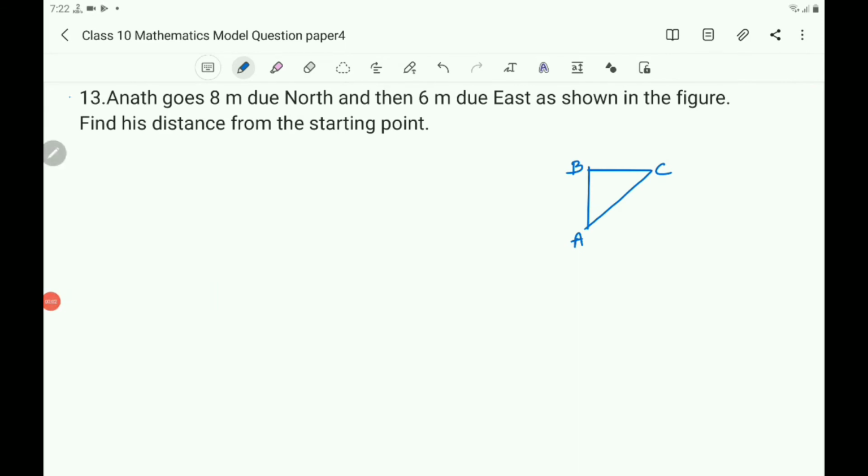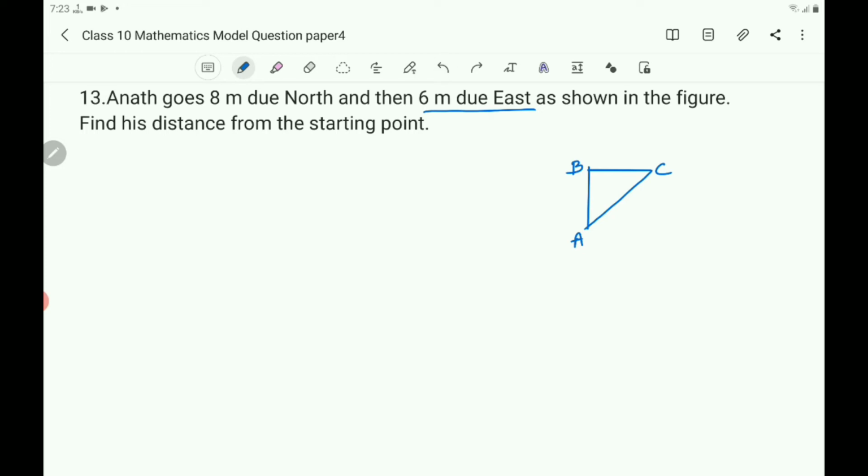Now the question number 13. Anant goes 8 meter due north and then 6 meter due east as shown in the figure. Find his distance from the starting point. Here what is the starting point? A is the starting point, and he goes 8 meter towards north, that is in this direction, and reaches the point B. So here AB equals how much?